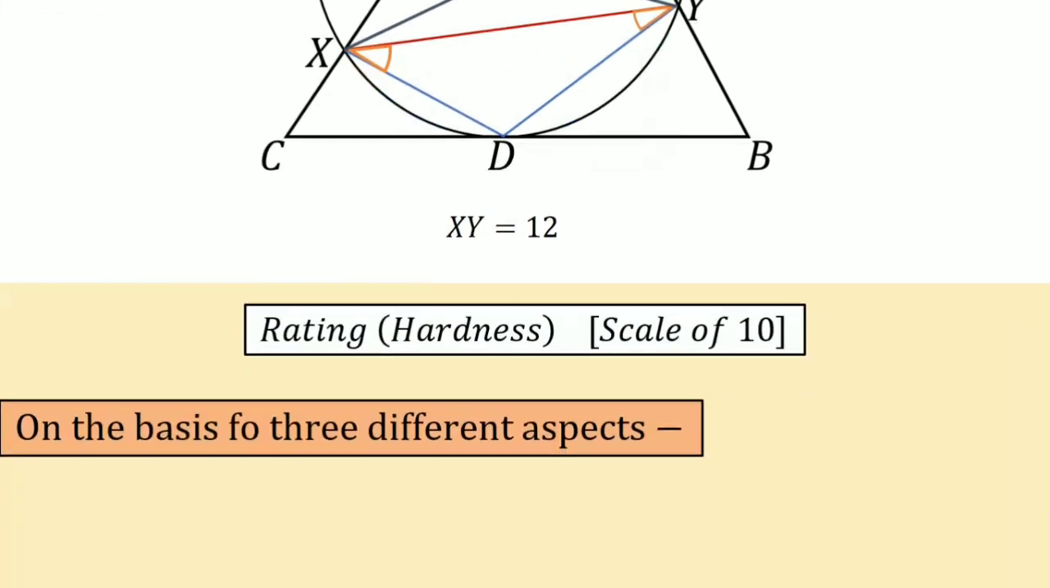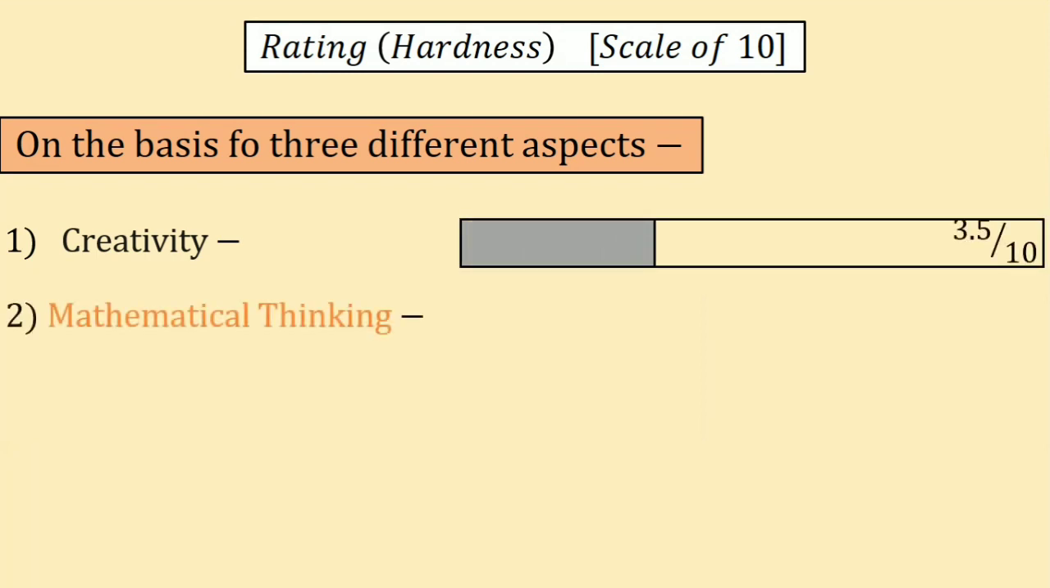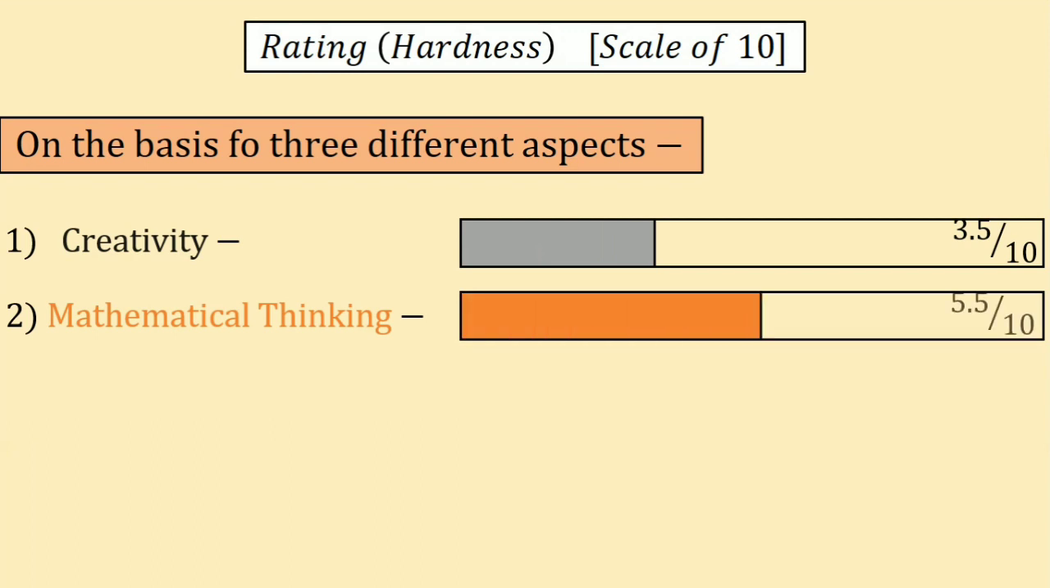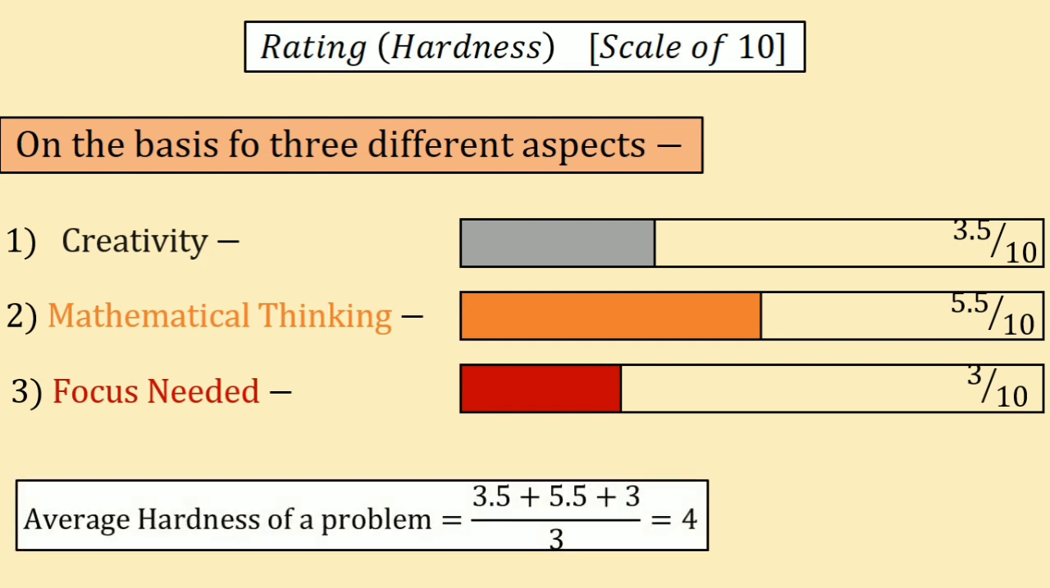So now it's time for the rating of the problem. For creativity, I want to give this problem 3.5 points out of 10, and for mathematical thinking, I want to give this problem 5.5 points out of 10 because we use a lot more theorems for this problem. For focus needed, I want to give this problem only 3 points out of 10 because there is not much focus needed for this problem. So the average hardness of the problem is 4.